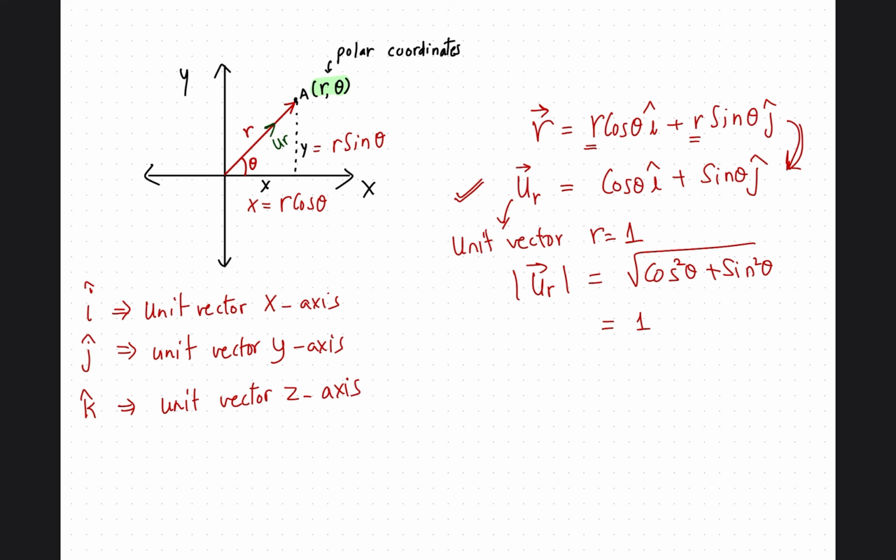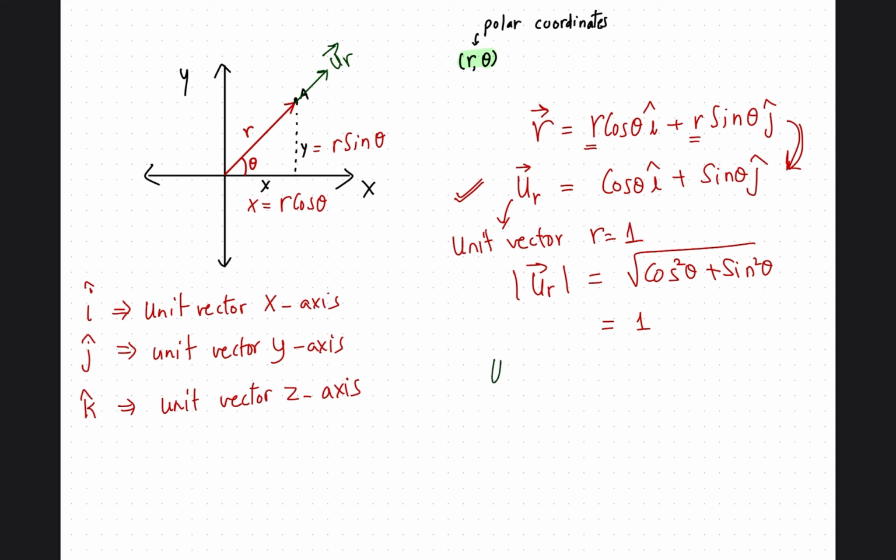So let me just draw it at point A. Let's just remove this to the side. Okay, so if I want to draw the unit vector, it will look like this. This will be UR.